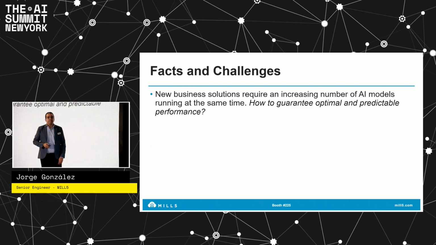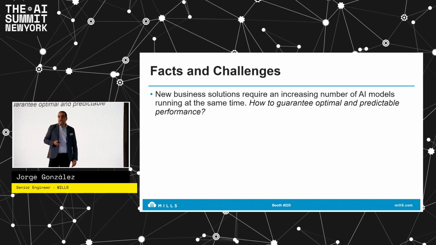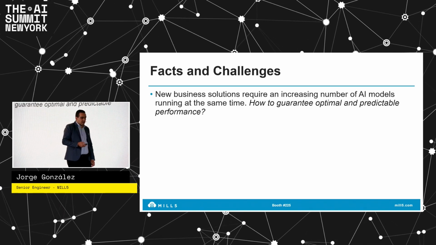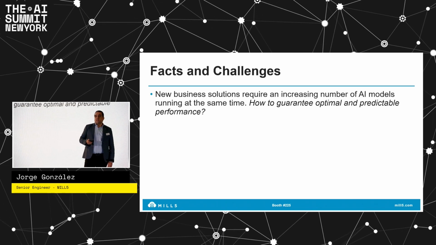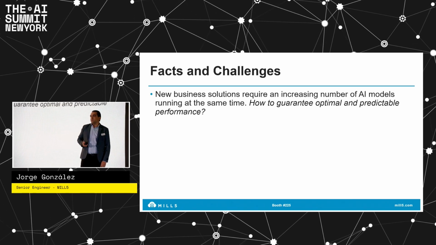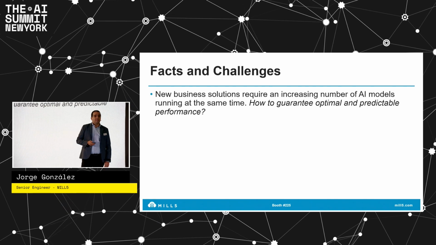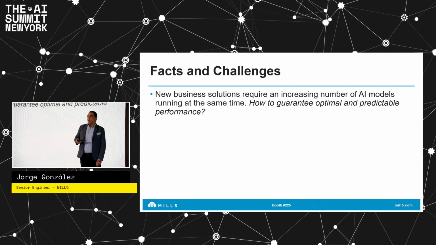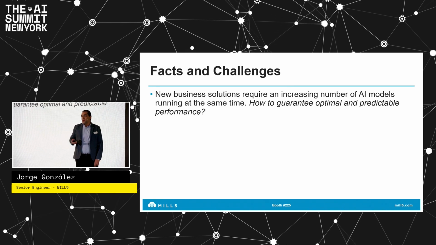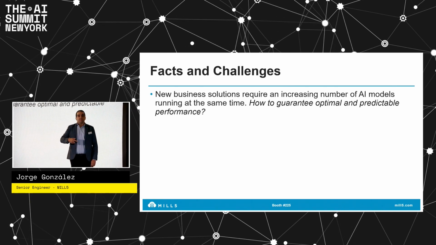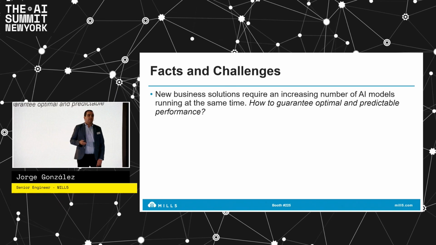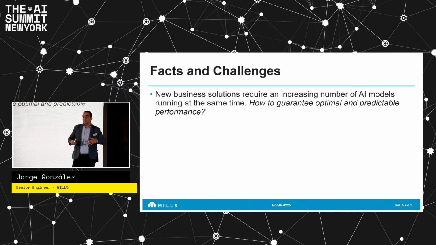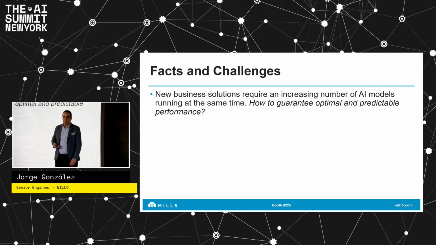Well, we have different facts and challenges here. The first is that, as you may know, the new AI solutions nowadays require more than one model running at the same time. Not only 1, but 2, 3, 5, right? So when you introduce a new model in your solution, how can you guarantee that your system is still performing well? You need to be able to do that.